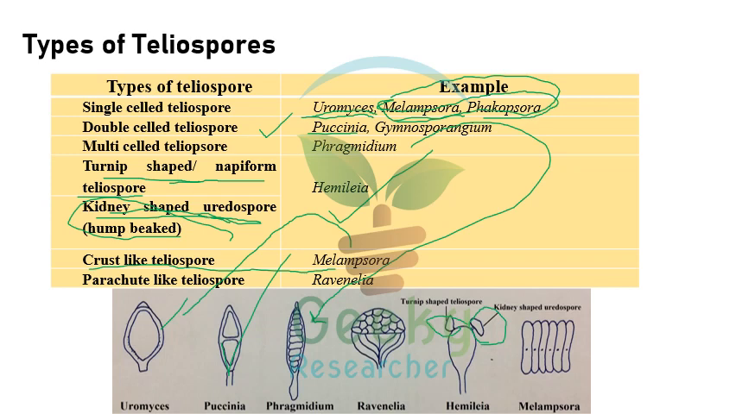Crust like teliospore, you can see here, is produced by Melampsora. Sorry, this crust like teliospore is produced by Melampsora. The last one is the parachute like teliospore, produced by Ravenelia. The spore actually looks like a parachute, that's why it's called Ravenelia. So we can definitely expect one question from this.